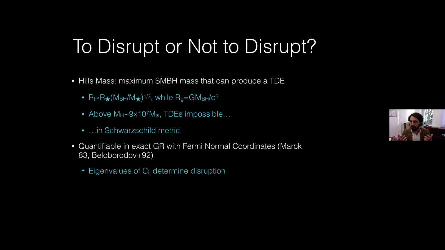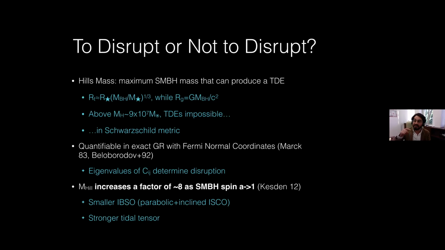But if you do the Hills mass calculation precisely in the Kerr metric by computing a relativistic tidal tensor, which is really just a projection of the Riemann tensor onto a co-moving orthonormal tetrad, you find that the magnitude of this Hills mass changes by almost an order of magnitude as you go from a non-spinning Schwarzschild black hole to an extremal Kerr black hole. There are a couple of reasons for this. You can ask me about them later if you're curious.